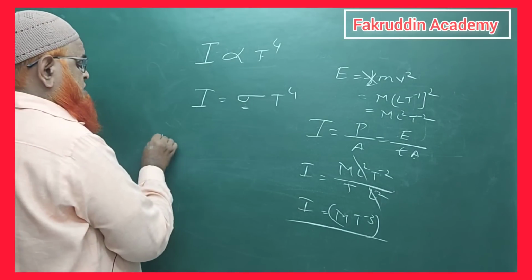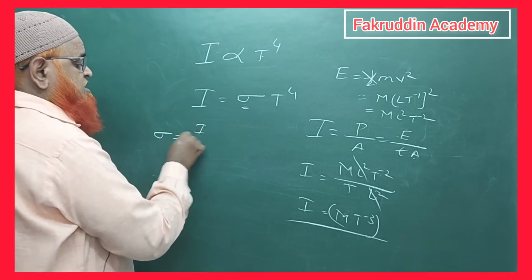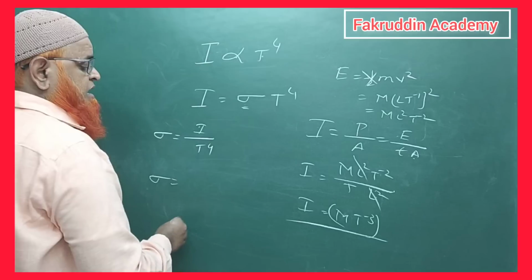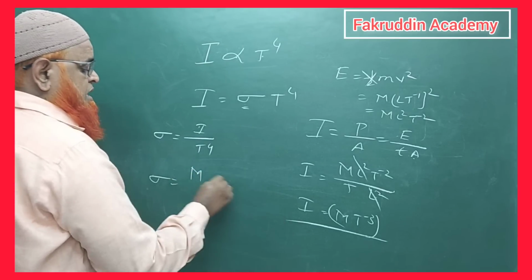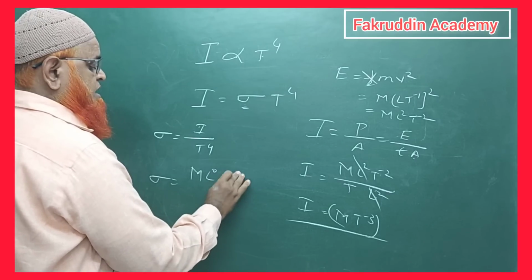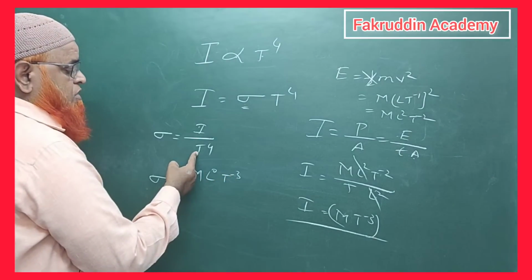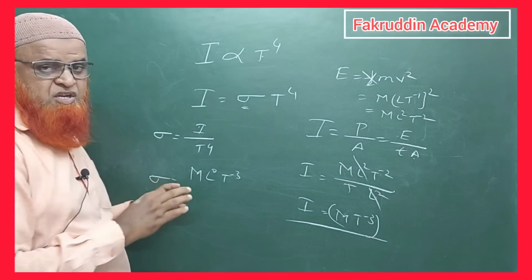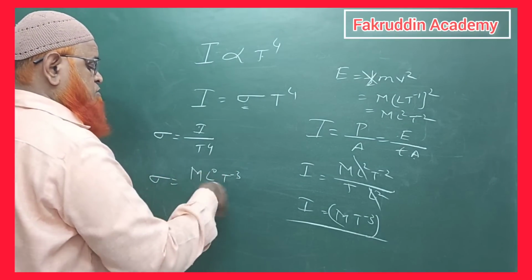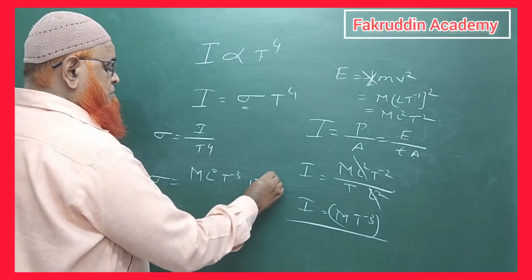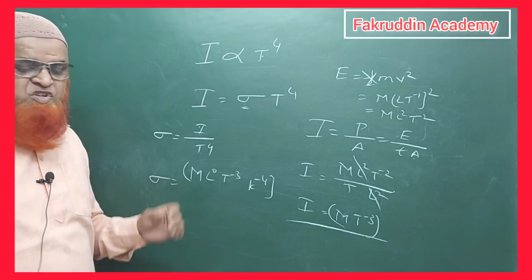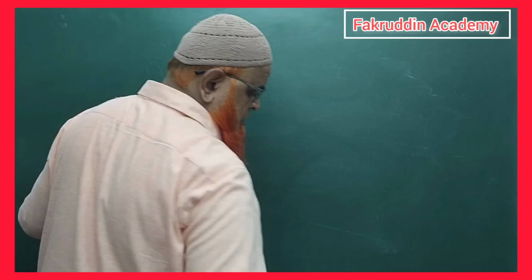Now you have to find sigma, which is called Stefan's constant, which can be written as I by T power 4. I have the dimensional formula for I, which is M, L is not there so L power 0, T power minus 3, divided by T power 4. T here is temperature, which is given by the symbol Kelvin, that is K. So I write this K in the denominator, it comes to the numerator and becomes K power minus 4. So this is the dimensional formula for sigma, which is called Stefan's constant.